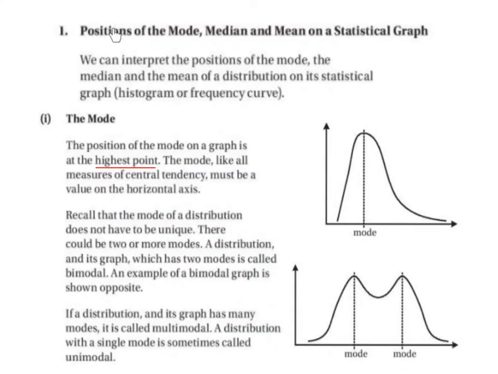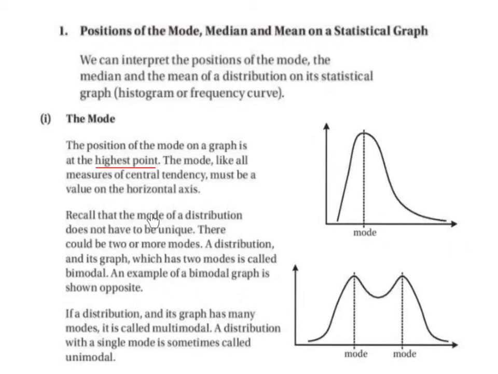Part 1. Positions of the mode, median and mean on a statistical graph. We can interpret the positions of the mode, the median and the mean of a distribution on a statistical graph, histogram or frequency curve. The mode. So we know that the mode is the most common. The position of the mode on a graph is at its highest point. So we can see this is the highest point of this graph, so that's where the mode is, the most common value. The mode, like all measures of central tendency, must be a value on the horizontal axis.